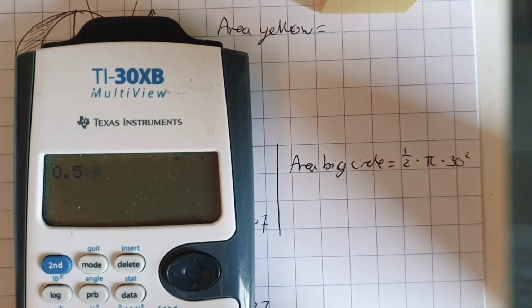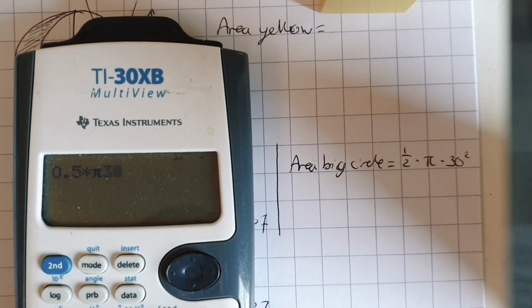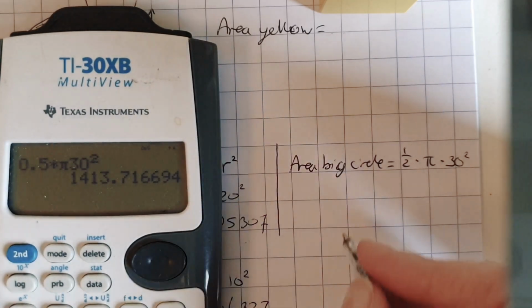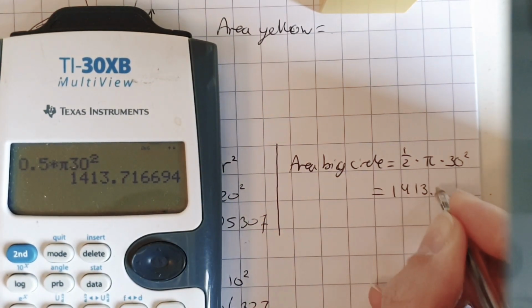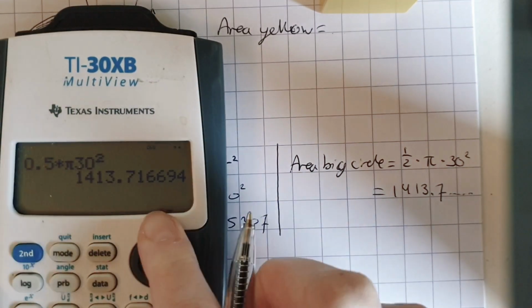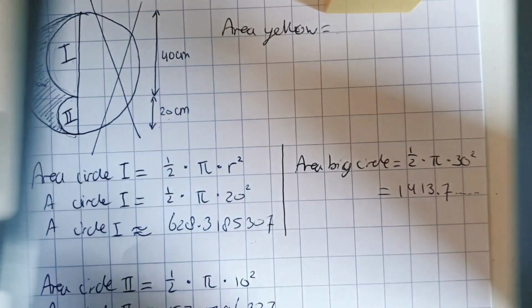A half, why times a half? Because it's, of course, the half of a circle. Times pi times 30 squared is 1413.7, and then a lot of numbers. I'm going to just leave it in my calculator, so I don't have to write it all down.